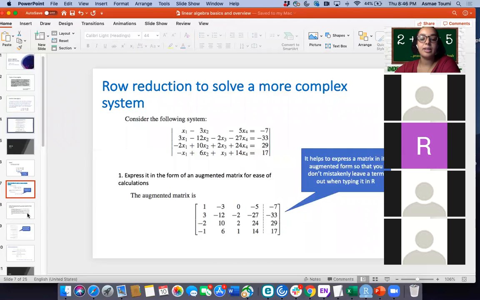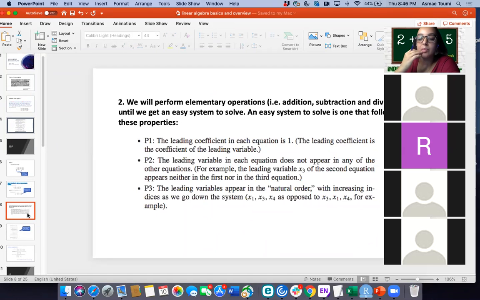With a system like this, the steps are the same in terms of trying to reduce it to a form where you have your unknowns on one side and then your result on the other side, and you try to find one unknown and then you back substitute. But there are some rules about this that make your life way easier. You should perform these operations in such a way that you fulfill these three properties. The first property is the leading coefficient in each equation should be one. The second is the leading variable in each equation does not appear in any other equation. And the last one is the leading variables appear in the natural order with increasing indices as we go down the system.